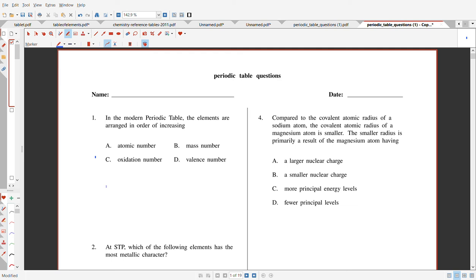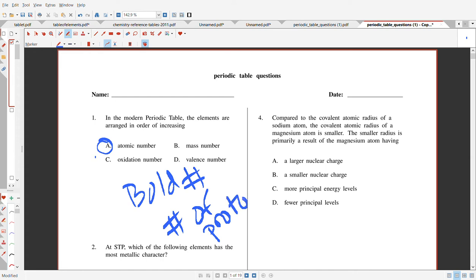Okay, let's see if you remember this. The modern periodic table, what are the elements in order of? Atomic number. Yeah, that's the bold number. And what does atomic number also mean? It means the number of protons. And this will definitely be a question.